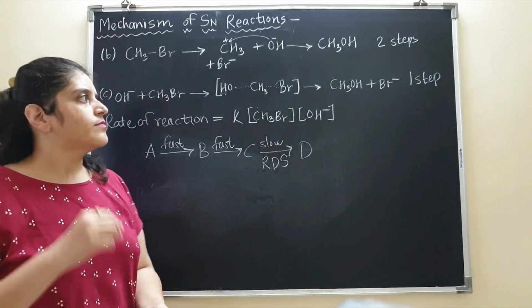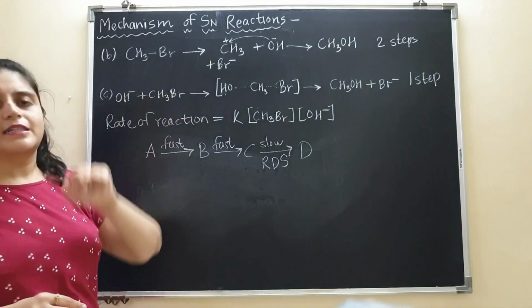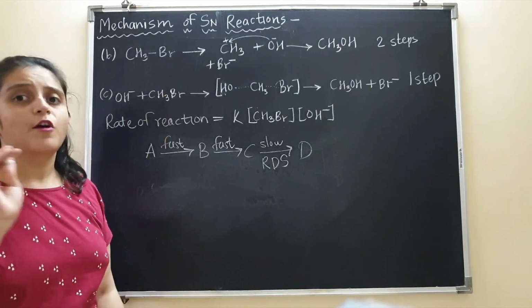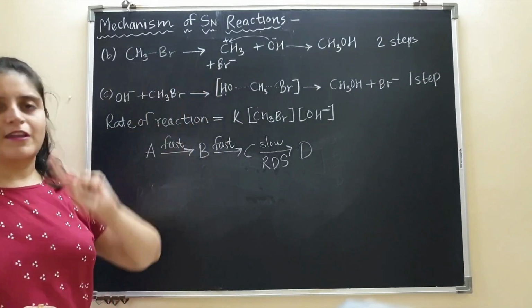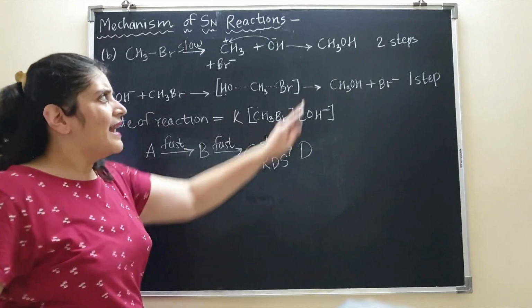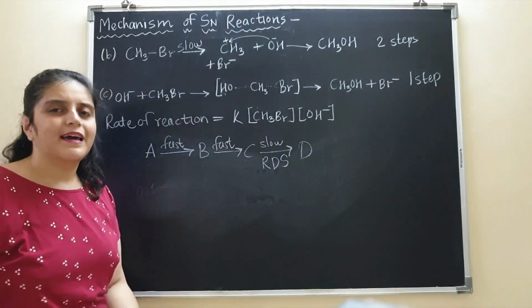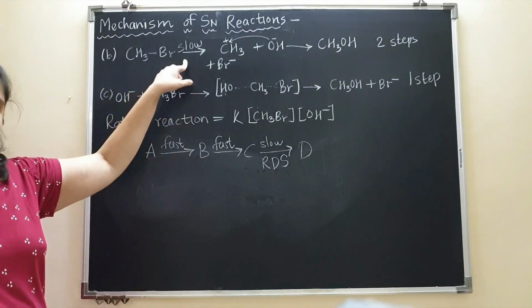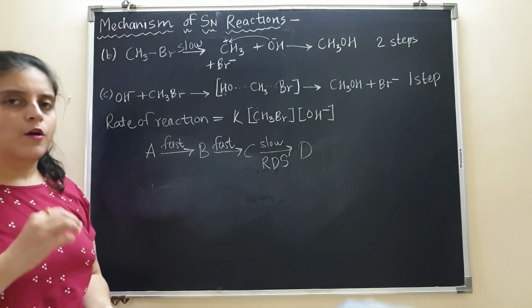So now, let us assume that the first step over here is slow. Okay, I am not saying this step is slow. Let us just assume that this first step over here is slow and the second step over here is fast. So rate किसके ऊपर डिपेंड करेगा? रेट will depend upon the first step, और first step में actually हो क्या रहा है? Breaking of the bond हो रहा है.